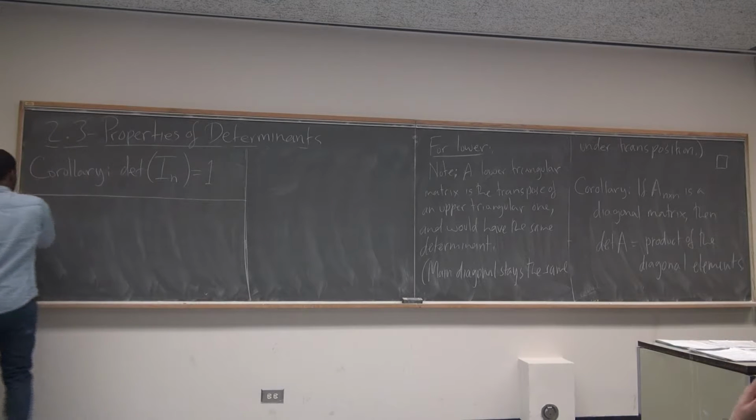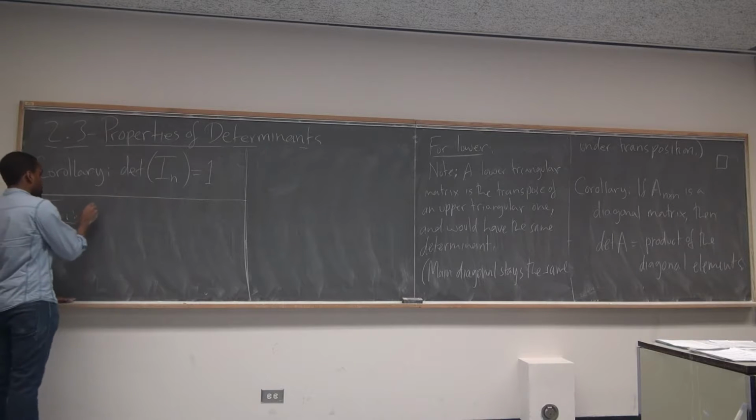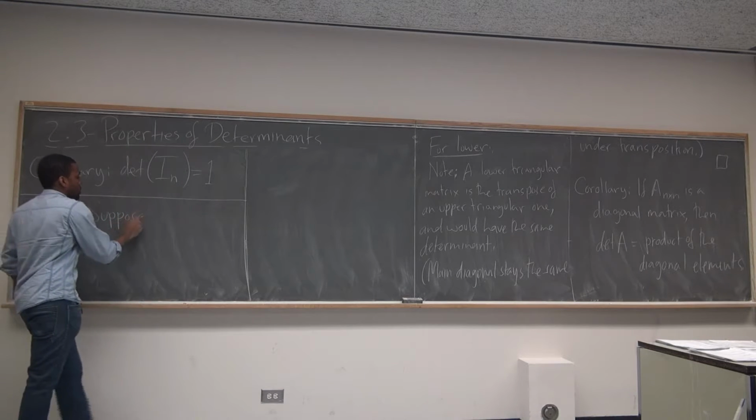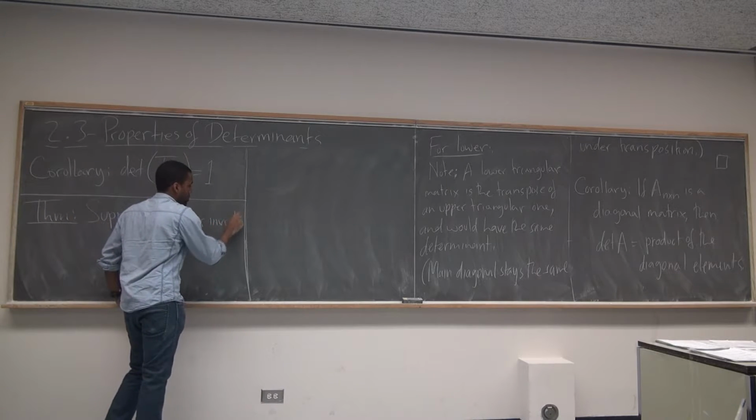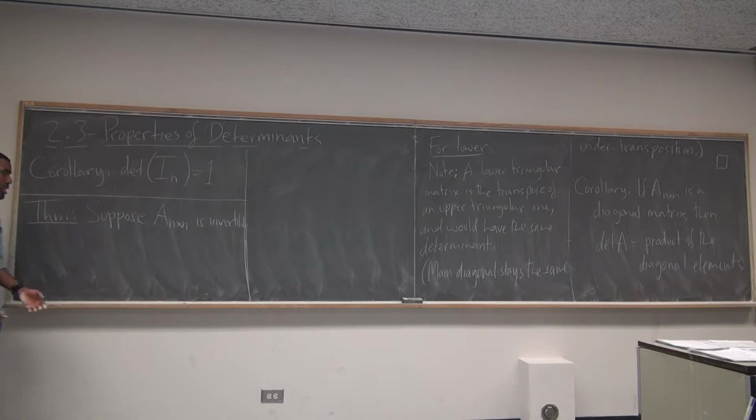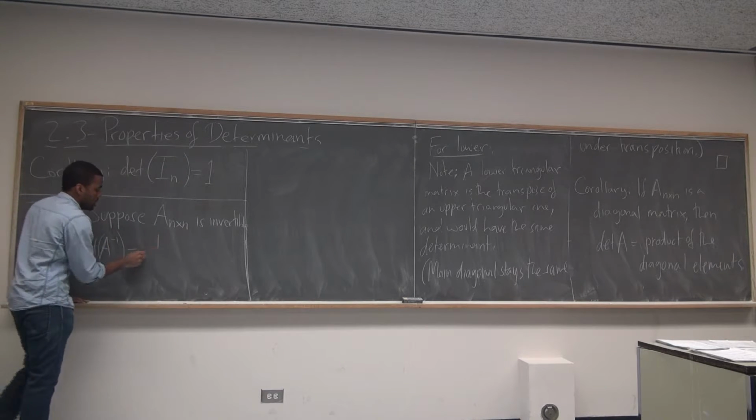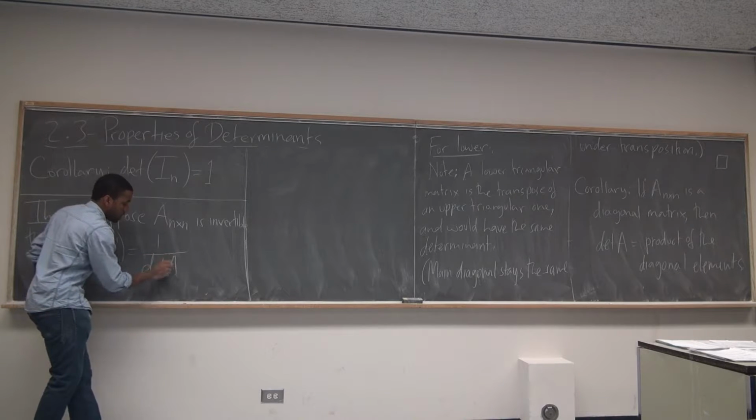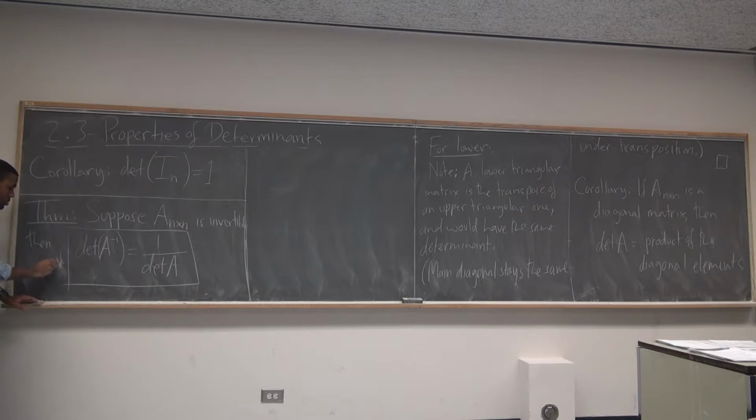Now this leads us to a theorem. Suppose A, n by n, is invertible. That means it has an inverse. There's a matrix I can multiply it by to get the identity. Then the determinant of A inverse is 1 over the determinant of A. Very important part.